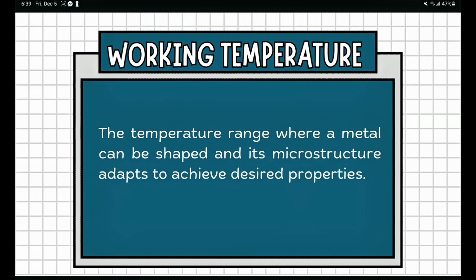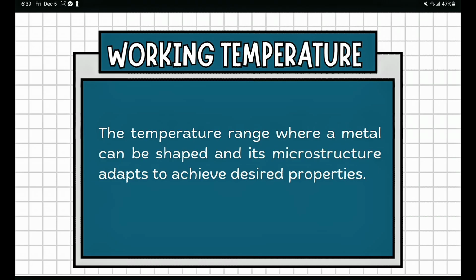Today, I will be discussing working temperature in metal forming. It includes cold working, warm working, and hot working. Understanding how temperature affects the metal behavior is important because it determines how easily the metal can be shaped, how strong it becomes, and what kind of equipment is needed.